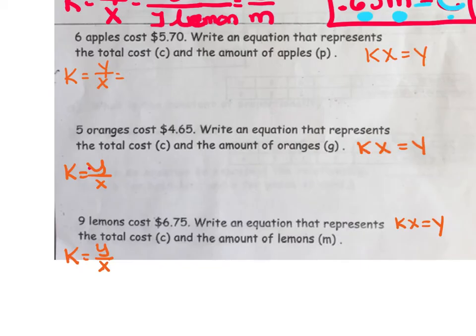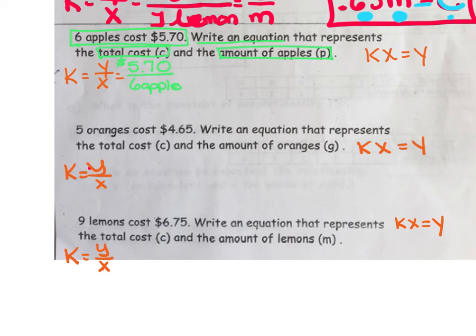Let's take a close look at number 4. It states 6 apples cost $5.70. That's our ratio, but it's not a unit rate. It's not a cost per apple. We're going to have to figure that out. But for the moment, write $5.70 per 6 apples. Write an equation that represents the total cost, C, and the amount of apples, P.